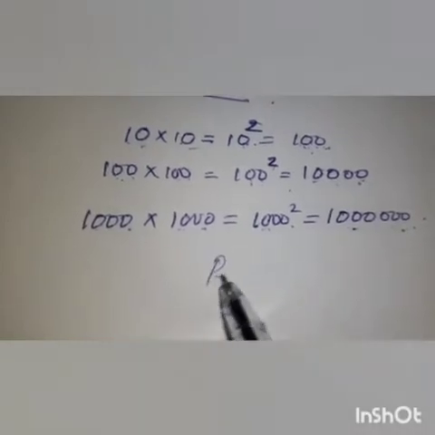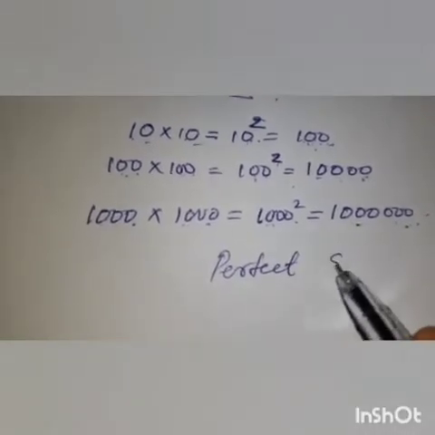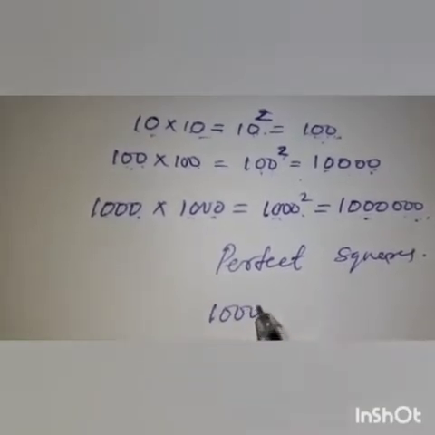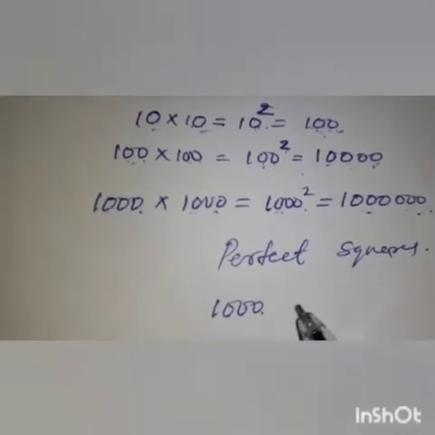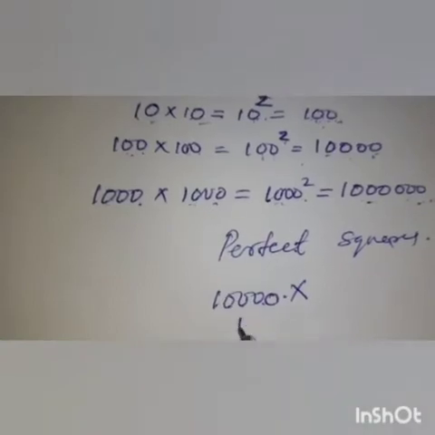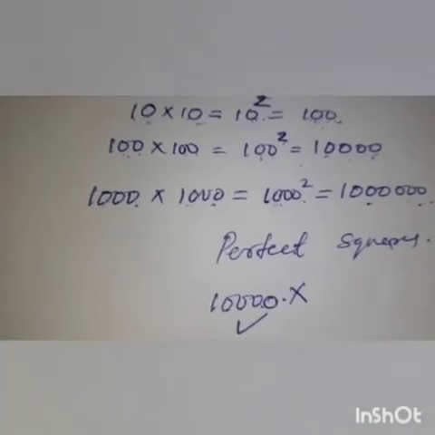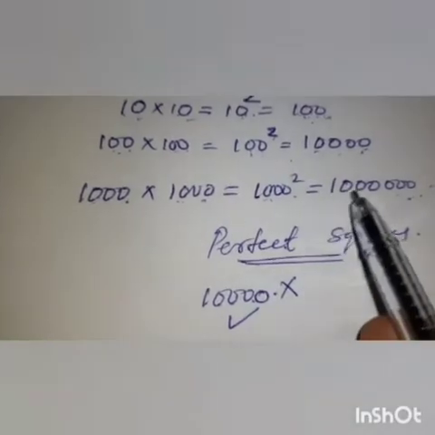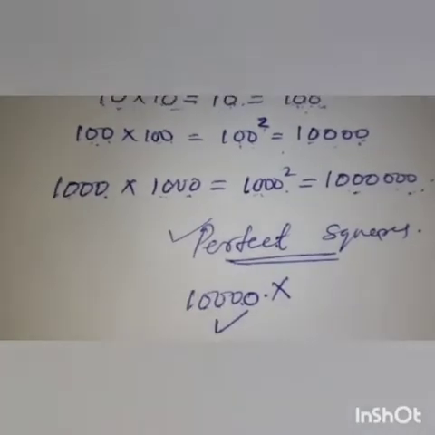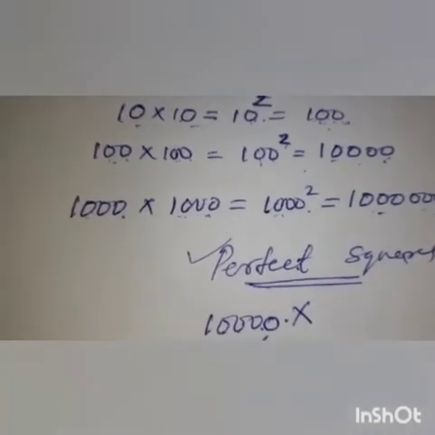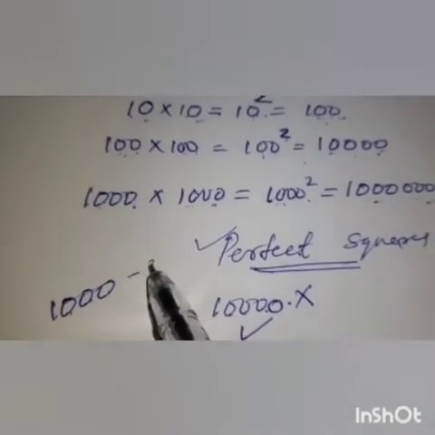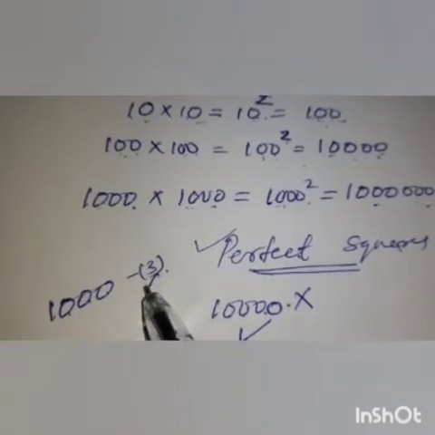So if the number of zeros is even, we can say that the number is a perfect square. If it is an odd number of zeros, that is not a perfect square. But if you add one more zero, it will become a perfect square. So by the number of zeros you can find out whether the number is a perfect square or not. Here 1 2 3, so 3 zeros, that is not a perfect square.